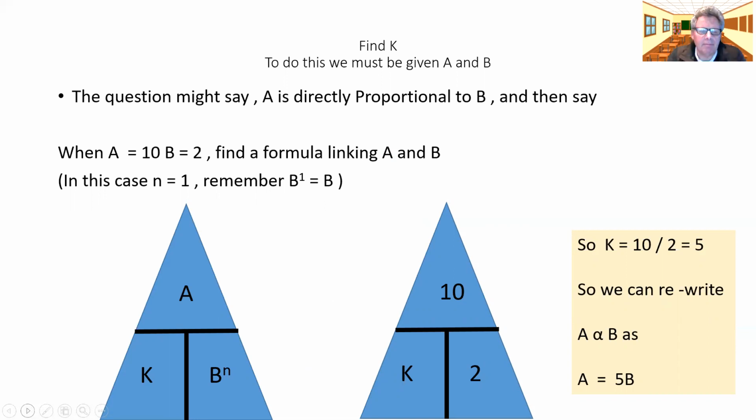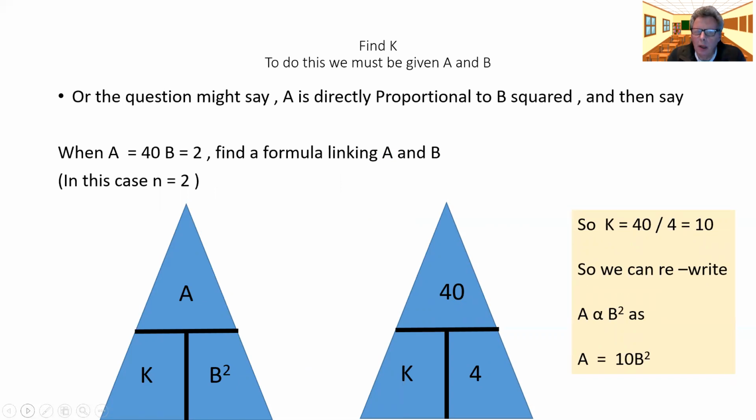Let's show you another example of that. So the question might say A is directly proportional to B squared. And I'll move that up, and then it will say when A is 40, B is 2. Find a formula linking A and B. And what we do is we put 40 into where A is, but then we've got to remember it's B squared, so we have to square 2 to give us 4. So 4 goes down the bottom, 40 at the top. K is just 40 divided by 4. So A is proportional to B squared. We can write as A equals 10B squared.